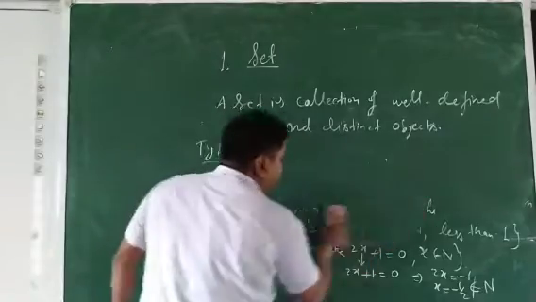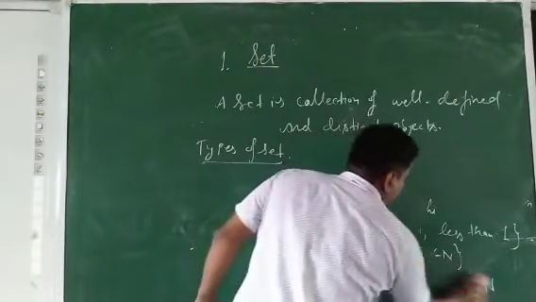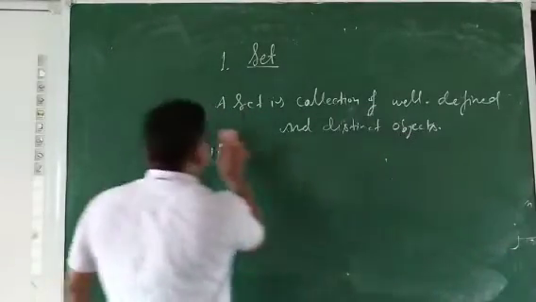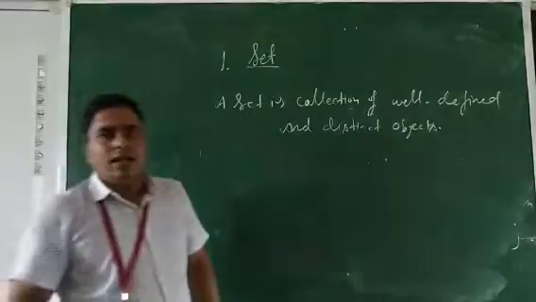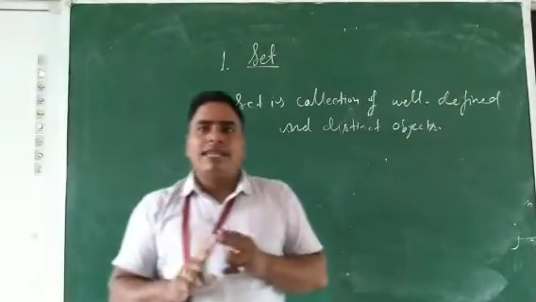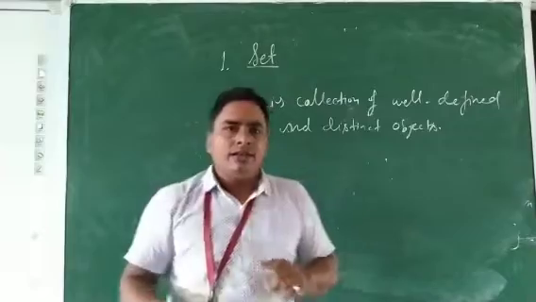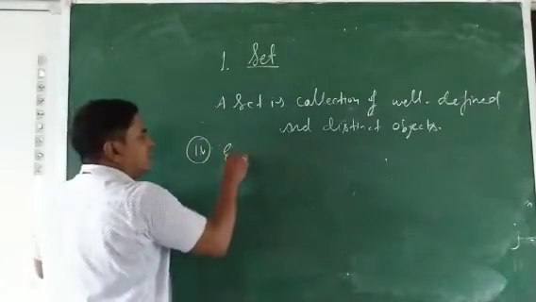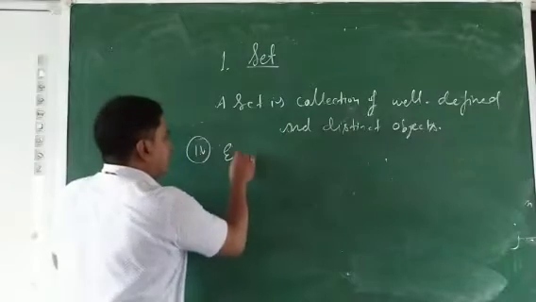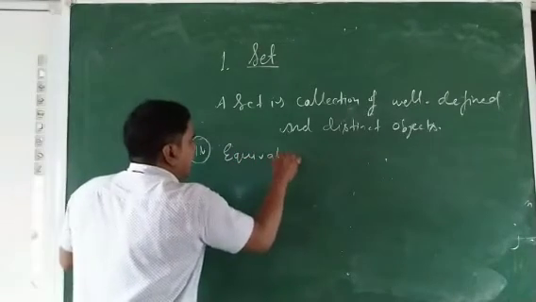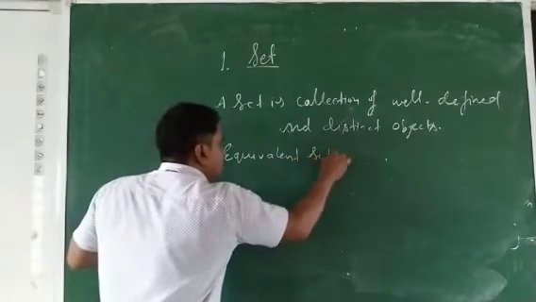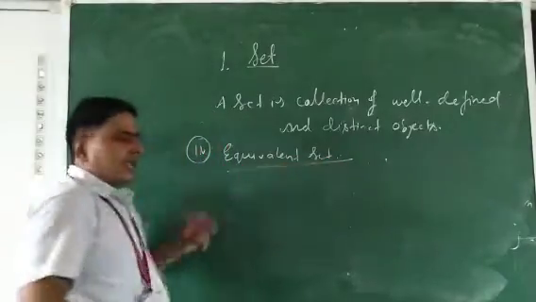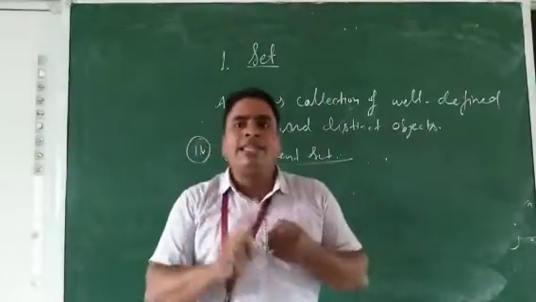Next one, equal set and equivalent set. Both are different, not the same. Equal and equivalent. So fourth one, first we will discuss about the equivalent set. What is this? Equivalent set. If two sets, here we will compare the two sets.